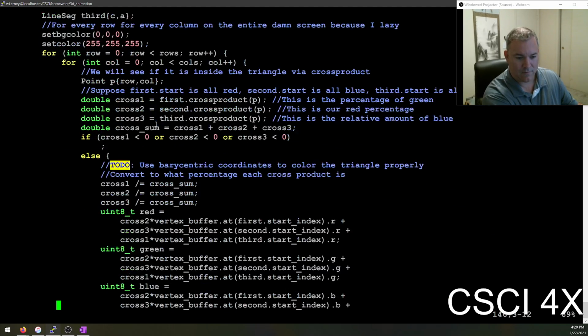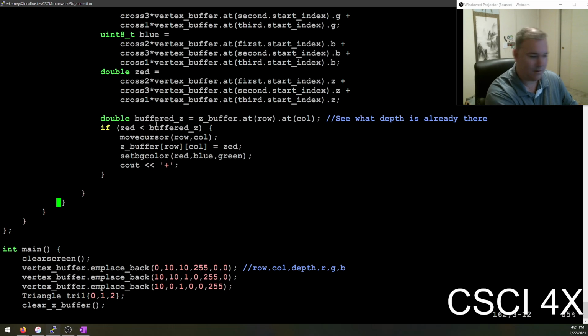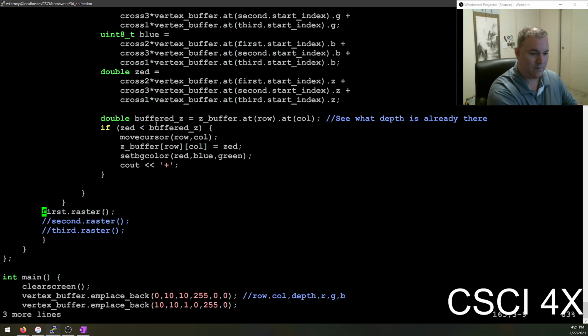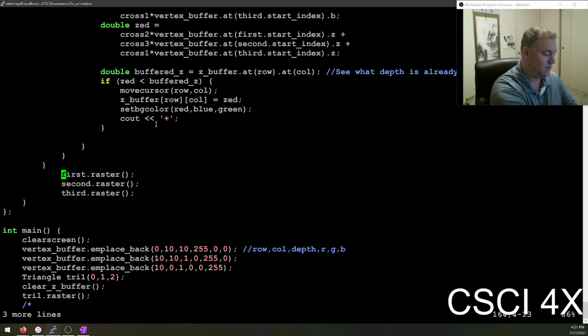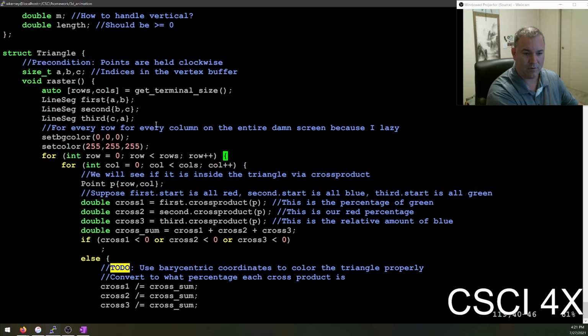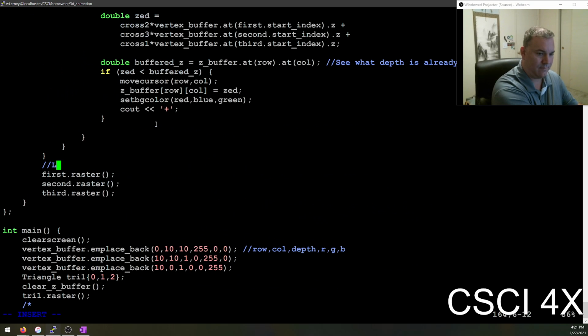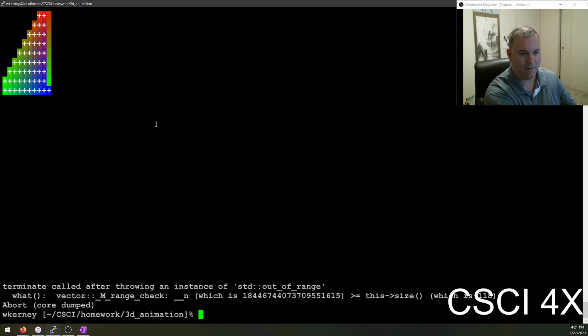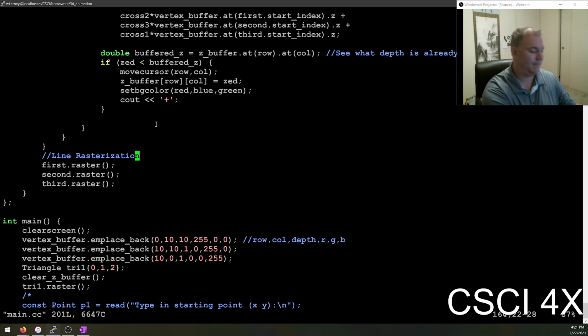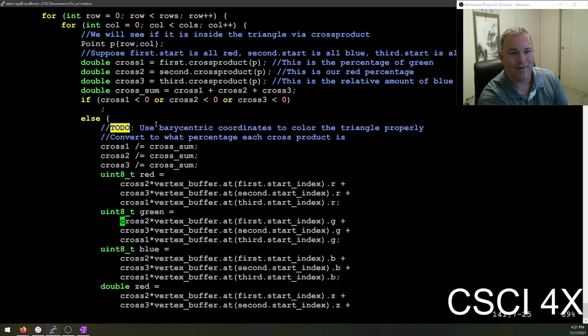D3D. Paste. That's still inside of the for loop. So once we finish the for loop, we'll do line rasterization. Crashed. Oh, yeah. Right.